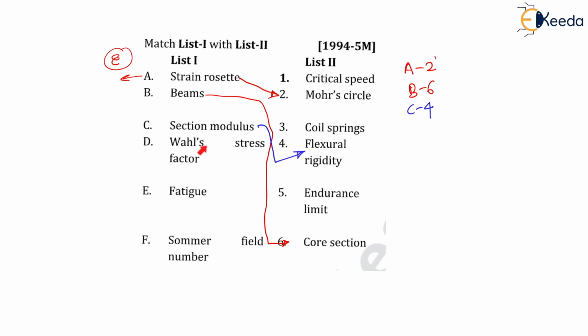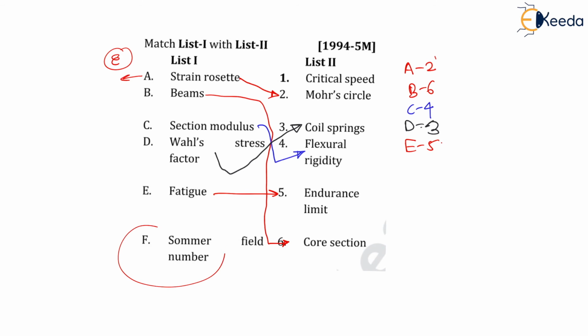Now here wall stress factor is usually in springs, right? This option D is used in spring, that is coil spring. Therefore for this option D we can say 3, right? Therefore D stands for 3, right? Then after that the option is fatigue we have seen in machine design. The first topic, design of fatigue, is endurance strength. In fatigue loading there will be endurance limit, right? Therefore for E 5 is correct.